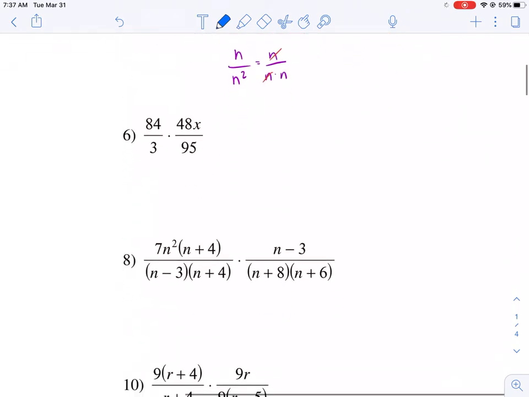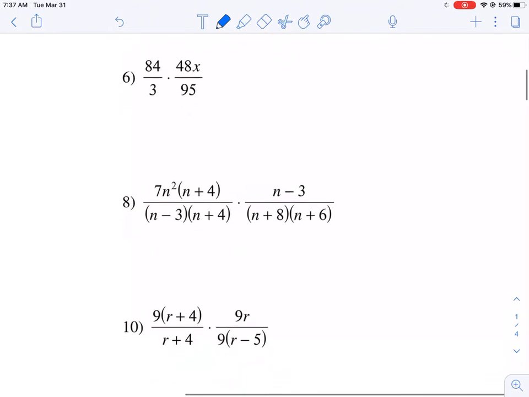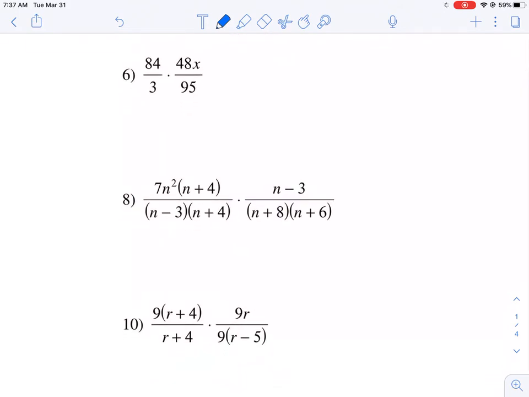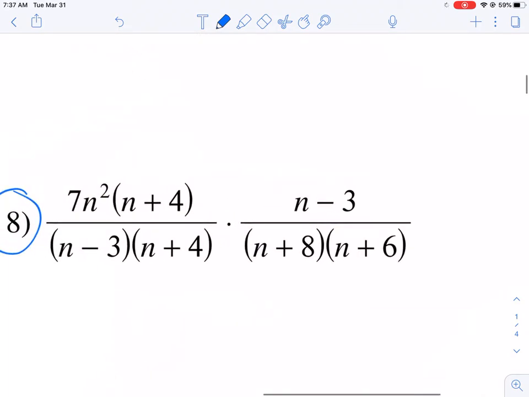Moving on, let's do a more complicated one with some different terms here. So let's go on to number 8. Number 8 looks like a doozy of a problem, but you'll soon find out that it's not that bad. We could go ahead and multiply top times the top, bottom times the bottom if we wanted to. But before we do that, we should cancel if possible.